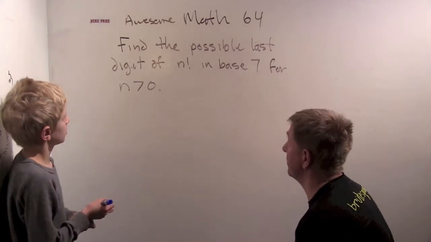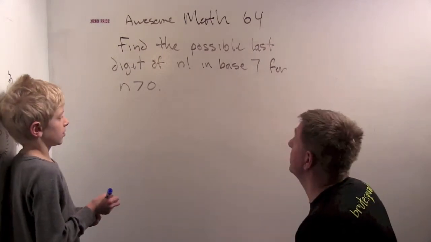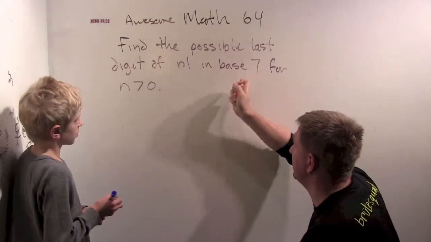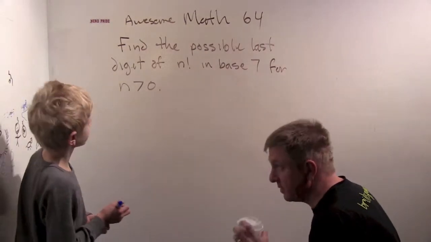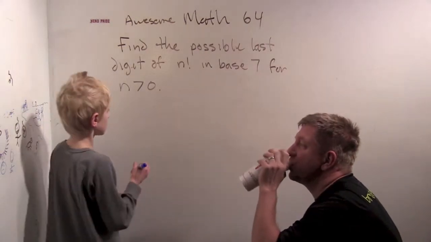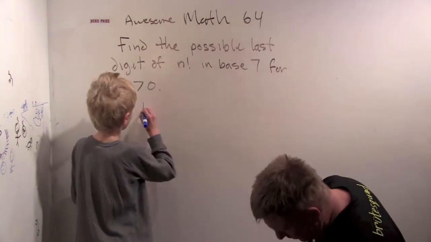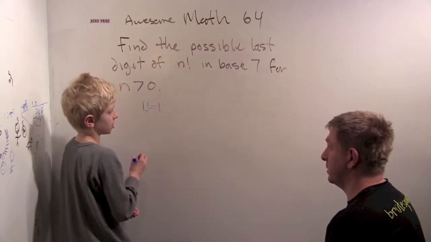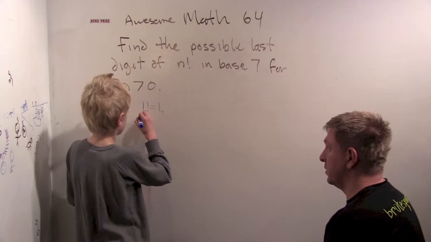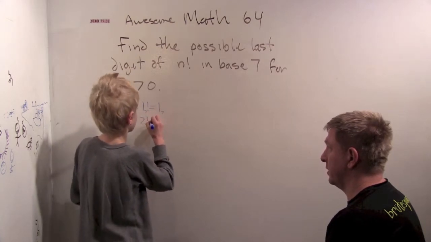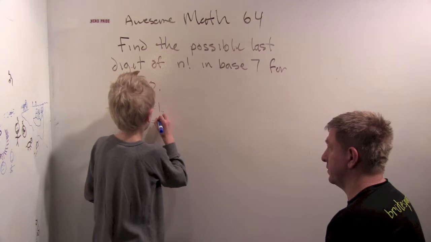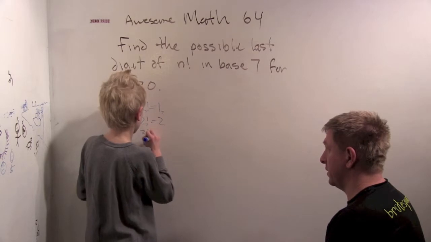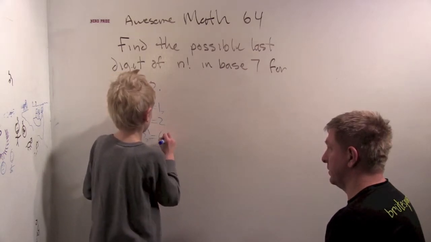I just wanted to review the homework problem a little bit before you jumped into it. Find the possible last digit of n factorial in base 7 for n greater than 0. Well, 1 factorial in base 7 is just 1. 2 factorial in base 7 is just 2. Now, 3 factorial in base 7 is 6.